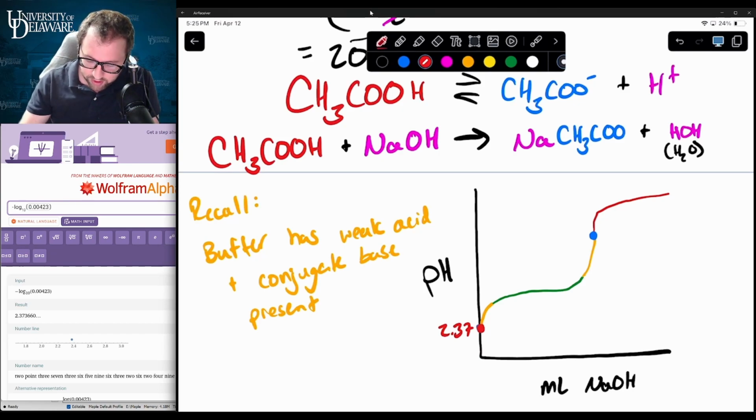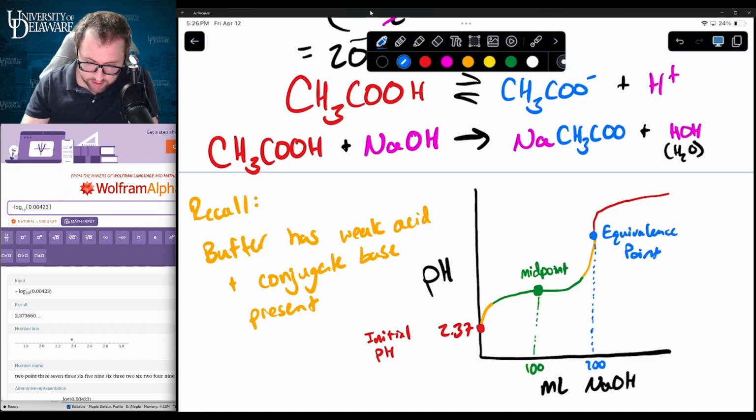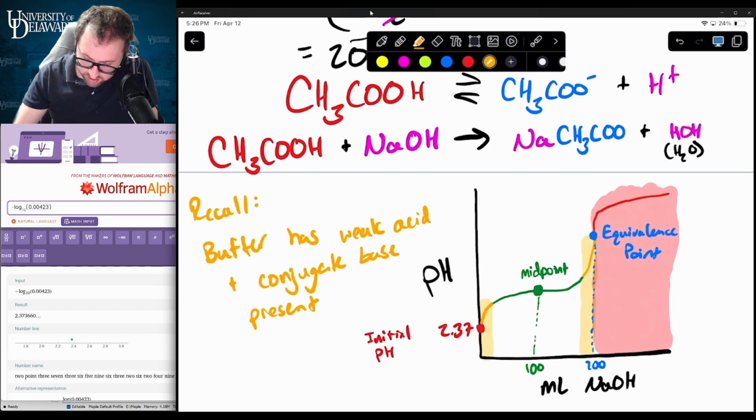All right, so let's label these. This is our initial pH. In the center of this buffer region, that's when we've added 100 milliliters, so we would call this spot the midpoint. This is our equivalence point. We can do some highlighting here. Everything to the side of our equivalence point will be one specific region of interest. We have this very finite little region here where it doesn't buffer well, and then a nice region here centered around the midpoint where we have good buffering happening.